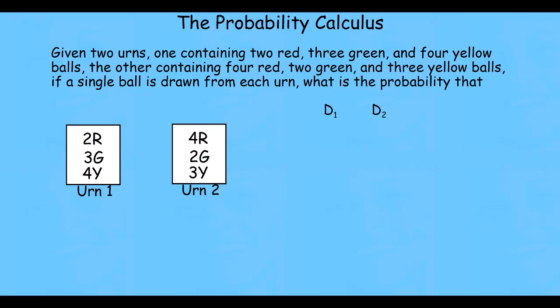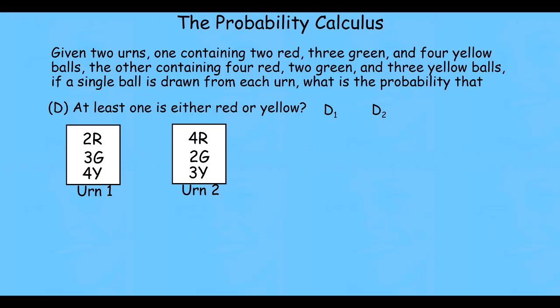Let's finish off this lecture with two more versions of this problem. In this version, you're asked to figure out the probability that at least one ball that you draw, one from each urn, is either red or yellow. So you draw two balls, at least one of them is red or yellow.